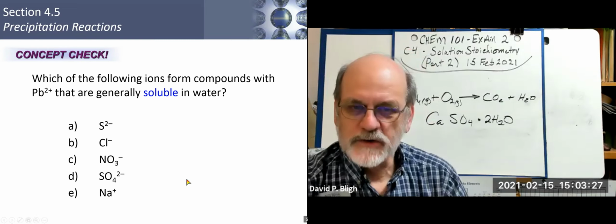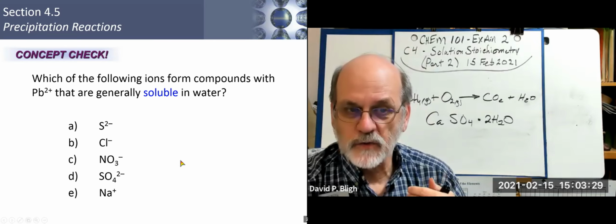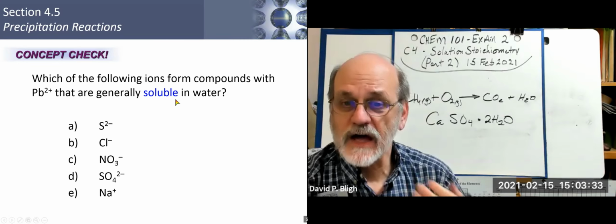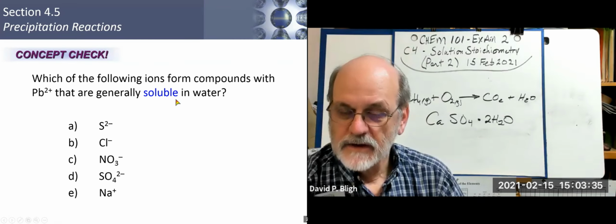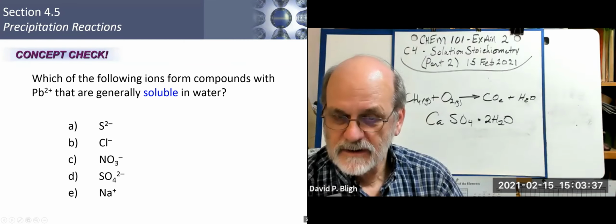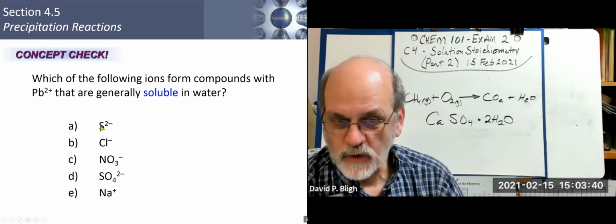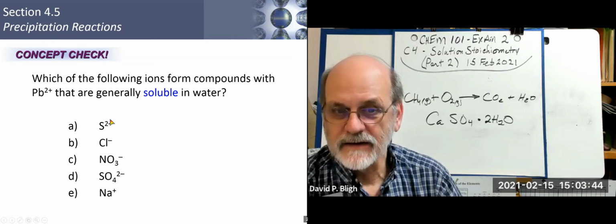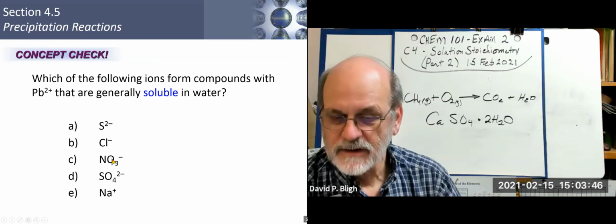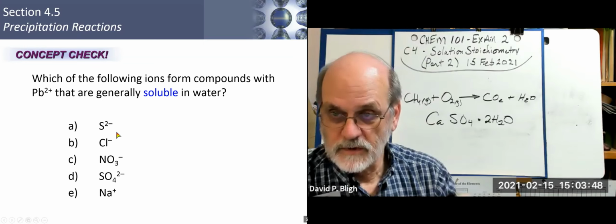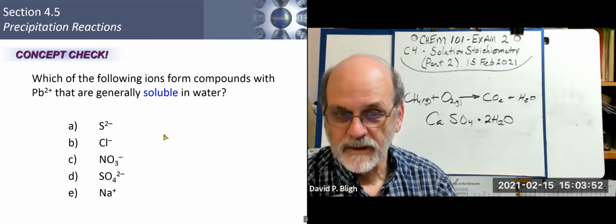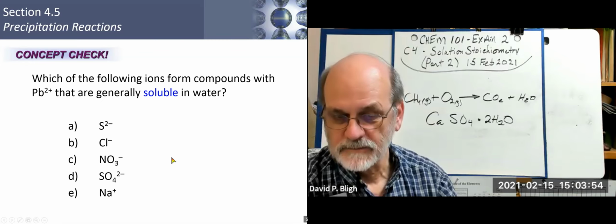Okay, which of the following ions form compounds with lead 2+ that are generally soluble in water? So you get your chart out and you look at each one of these compared to lead. There's your cation, and you follow the anions until they meet, and you find out, is it soluble or not? Well, which are generally soluble?